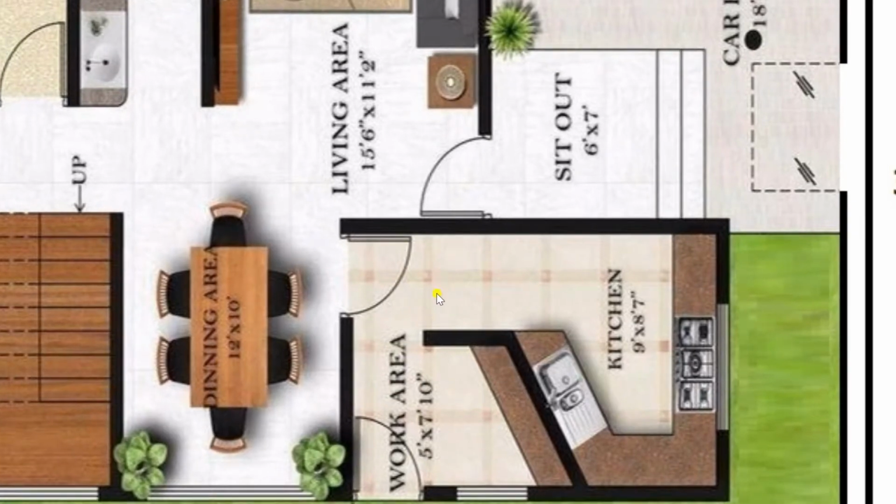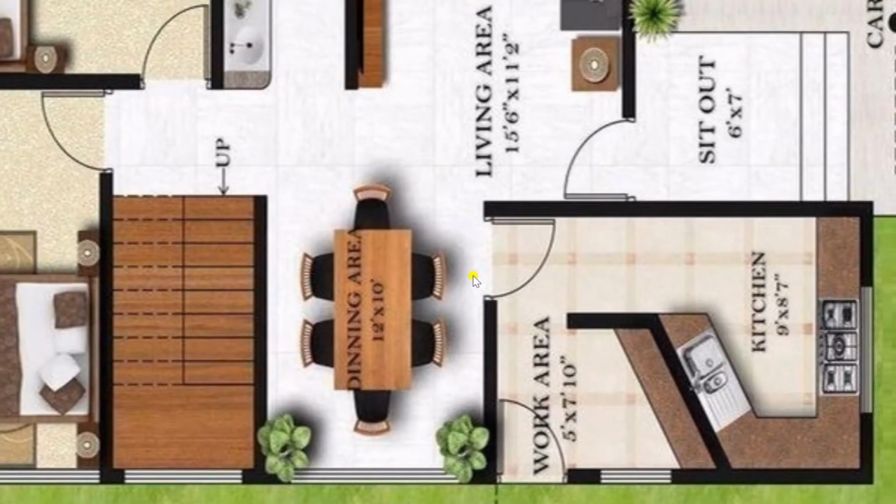Now I am coming back to the living area. In this living area we have provided a dining table of size 12 feet by 10 feet. So here this dining area has sufficient area in which we have provided a dining table with 6 chairs. Easily 6 people can have dinner.